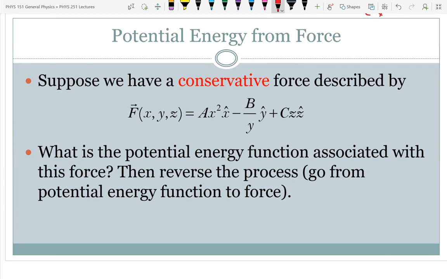The second one is different from the last one because I changed the variables, so it's cz in the z direction instead of cy in the z direction. This one will actually give a 0. The curl of this is 0, and then you can find the potential energy.